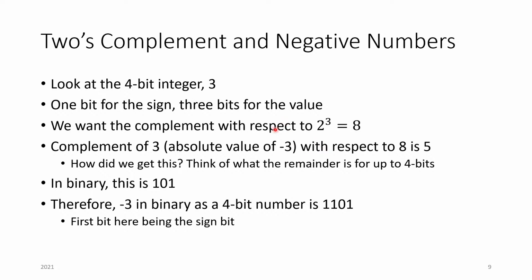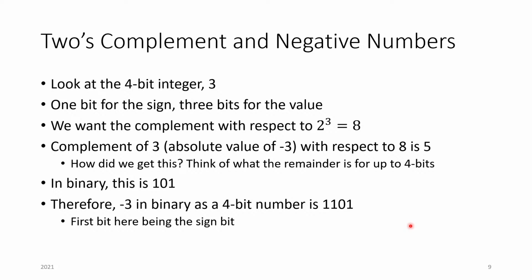So let's watch this for a 4-bit integer here, which is 3 in decimal. So we're going to have 1 bit for the sign and 3 bits for the value if you're doing two's complement. So we need to take this complement with respect to 2 cubed here, which is going to be 8, right? So the complement of 3, which is going to be negative 3 here, with respect to 8 in decimal, will end up being 5. And let's actually watch how we formulated this, right? So in binary, this will be 101, and as a result for a 4-bit number, we'll get 1101.